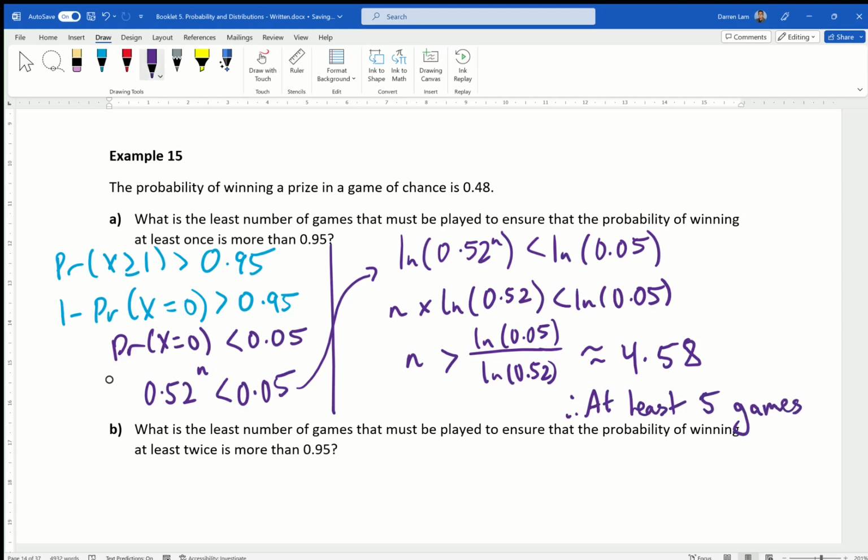Even if it said 4.01, it would still be 5, because 4 games does not give you that probability. Okay? So, 5 games. You'd always round up in this scenario.